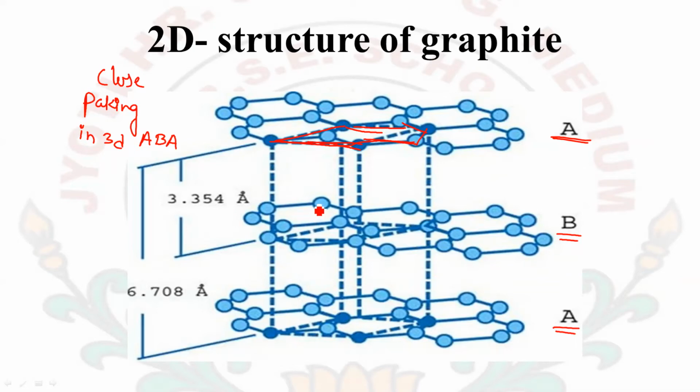And due to this reason only, it is an ABA type arrangement. The distance between two alternating layers, that is between the first and the third layer, is 6.708 Angstrom, while the distance between the AB layers is 3.354 Angstrom.